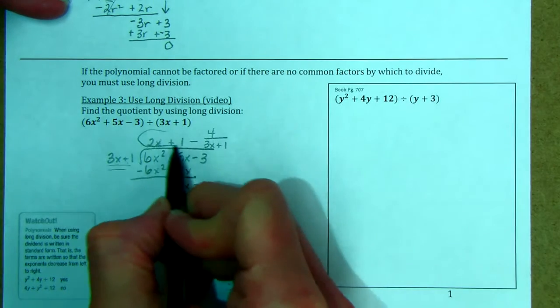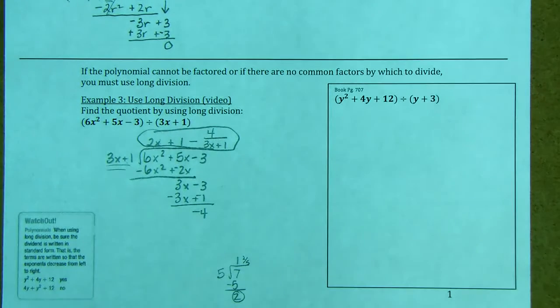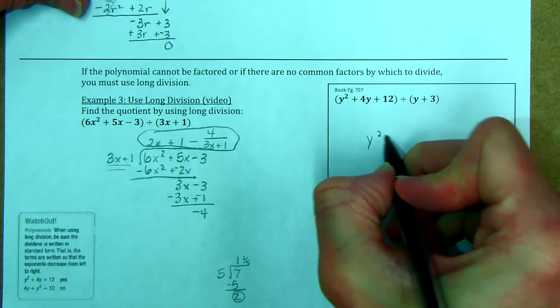So we have y squared plus 4y plus 12, and we're dividing by y plus 3.